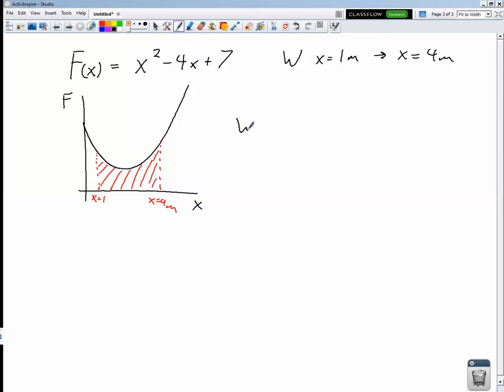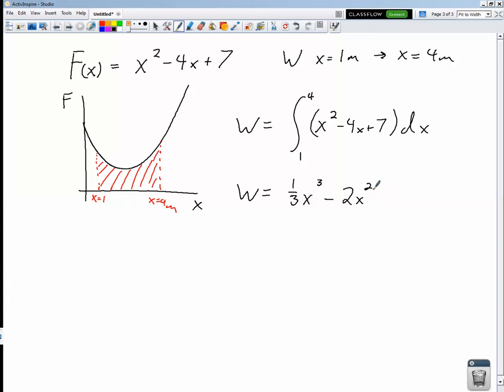So then the work done is going to be the integral of the force function, x squared minus 4x plus 7. And we're going to be integrating that with respect to the position. And we're going to integrate it from the lower limit to the upper limit, x initial to x final. So we use the power rule here. We get the work done is equal to 1/3 x cubed minus 2x squared plus 7x. And we are going to be evaluating that from 1 to 4.